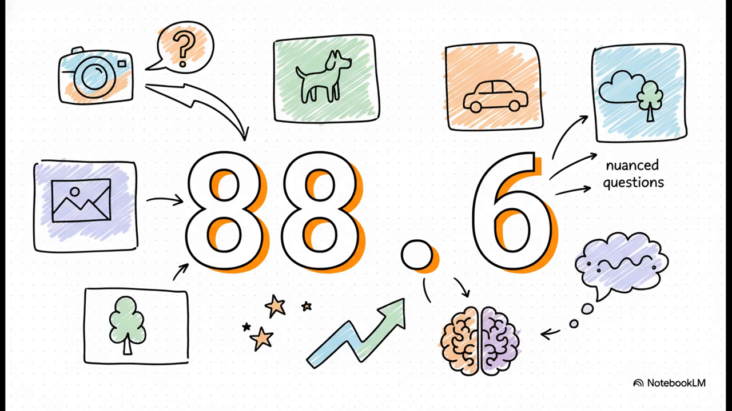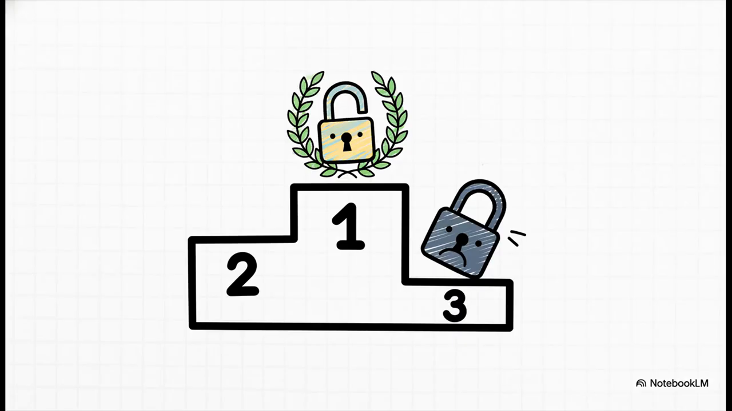This just proves how good it is at looking at a huge variety of images and answering tricky, nuanced questions about them. So the takeaway here is absolutely critical. An open source model is now going toe-to-toe with the best, most expensive closed source systems on the planet. And in some of these really important areas, it's not just matching them, it's actually winning. This is a huge moment for the AI community.